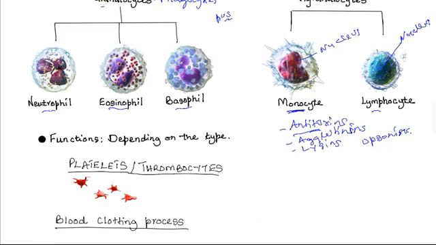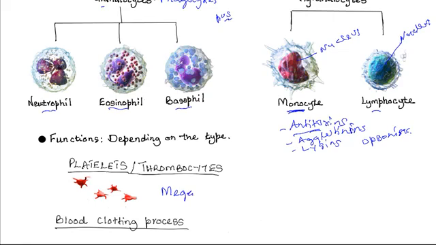They have a complex structure and arise from the division or the breakdown of the cytoplasm of giant cells in the bone marrow known as megakaryocytes. So megakaryocytes break down to produce these platelets. So these are the platelets. They are irregular in shape. Platelets don't have a nucleus, but they have several organelles.